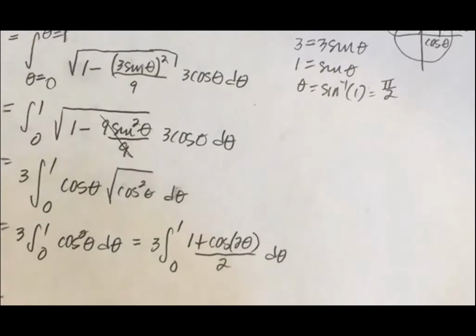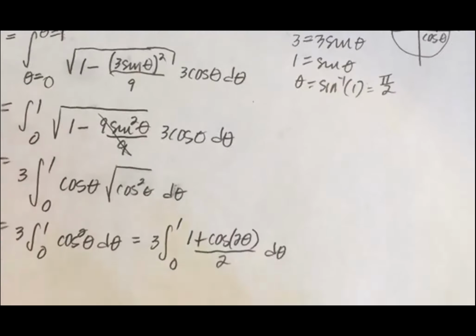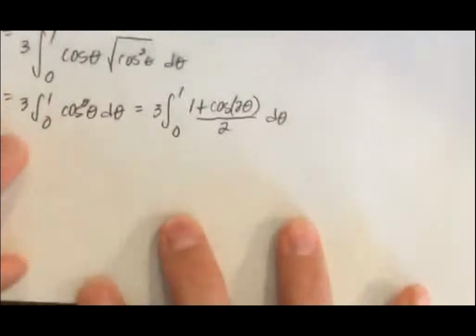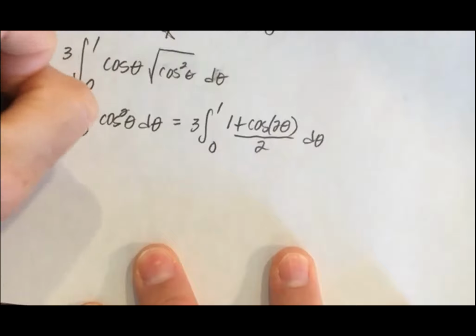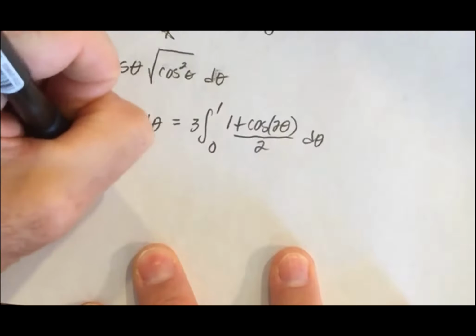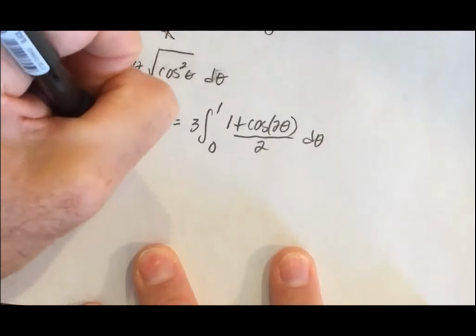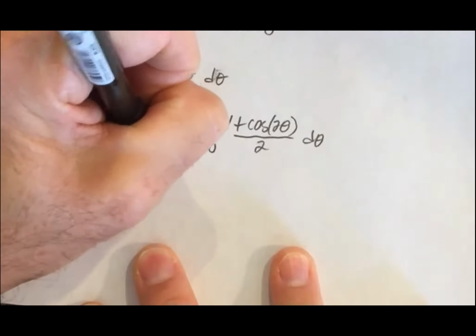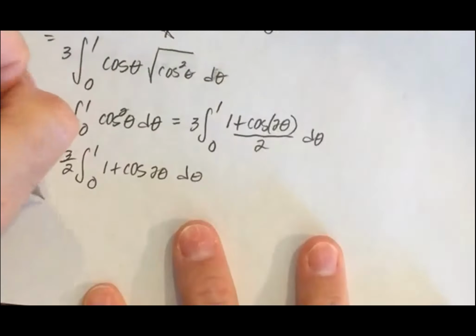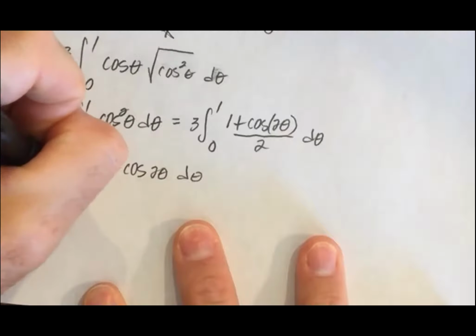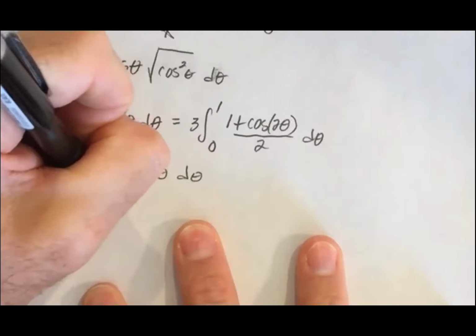Okay, so I'm going to pull the 2 out and move this up. I'm running out of room here. So 3/2. We still got the integral, and then we've got 1 plus cosine 2 theta d theta. So the integral of a sum is the sum of the integrals. Integral of 1 is what? Theta. Just regular old theta plus 3/2, right?